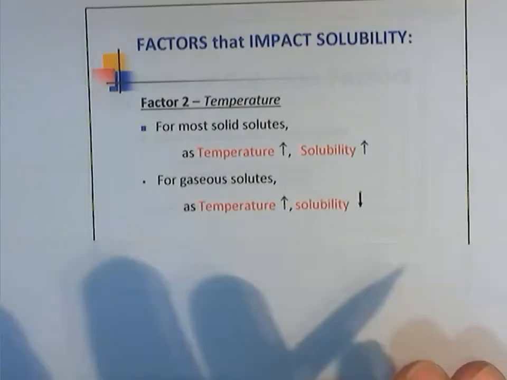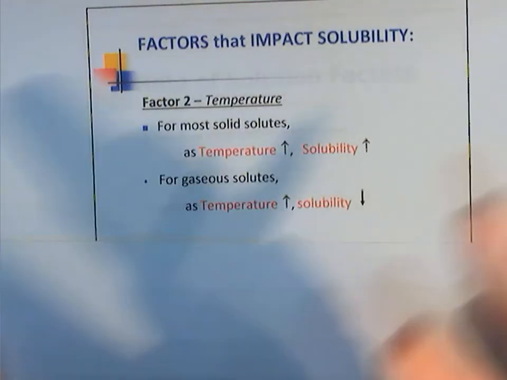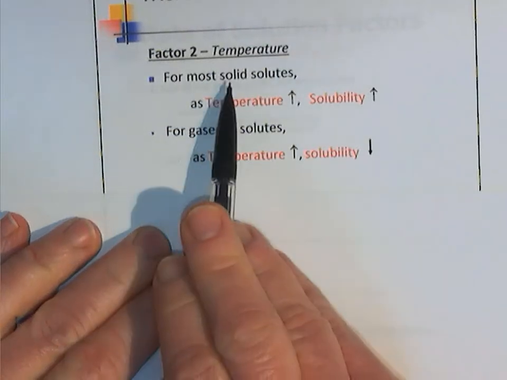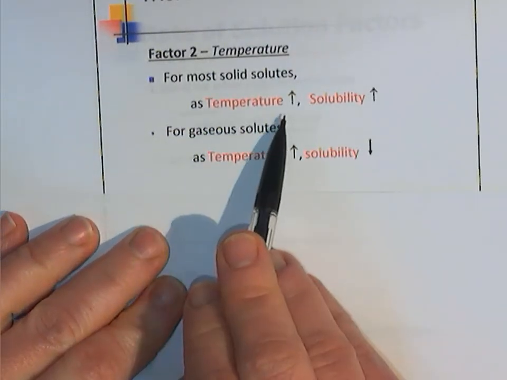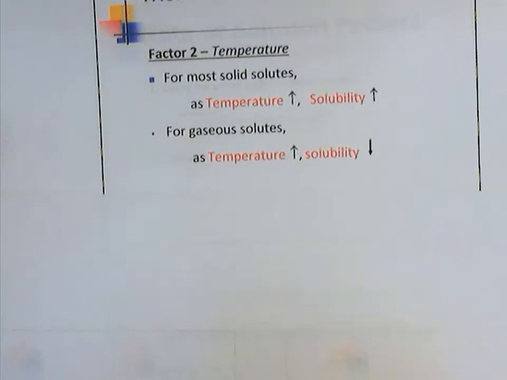So far, how do we change solubility? We have to make sure your chemistries are the same, polarities are complementary, and then you can change temperature. If it's a solid solute, usually increasing temperature allows you to dissolve more. For gaseous solutes, though, you want to decrease temperature.